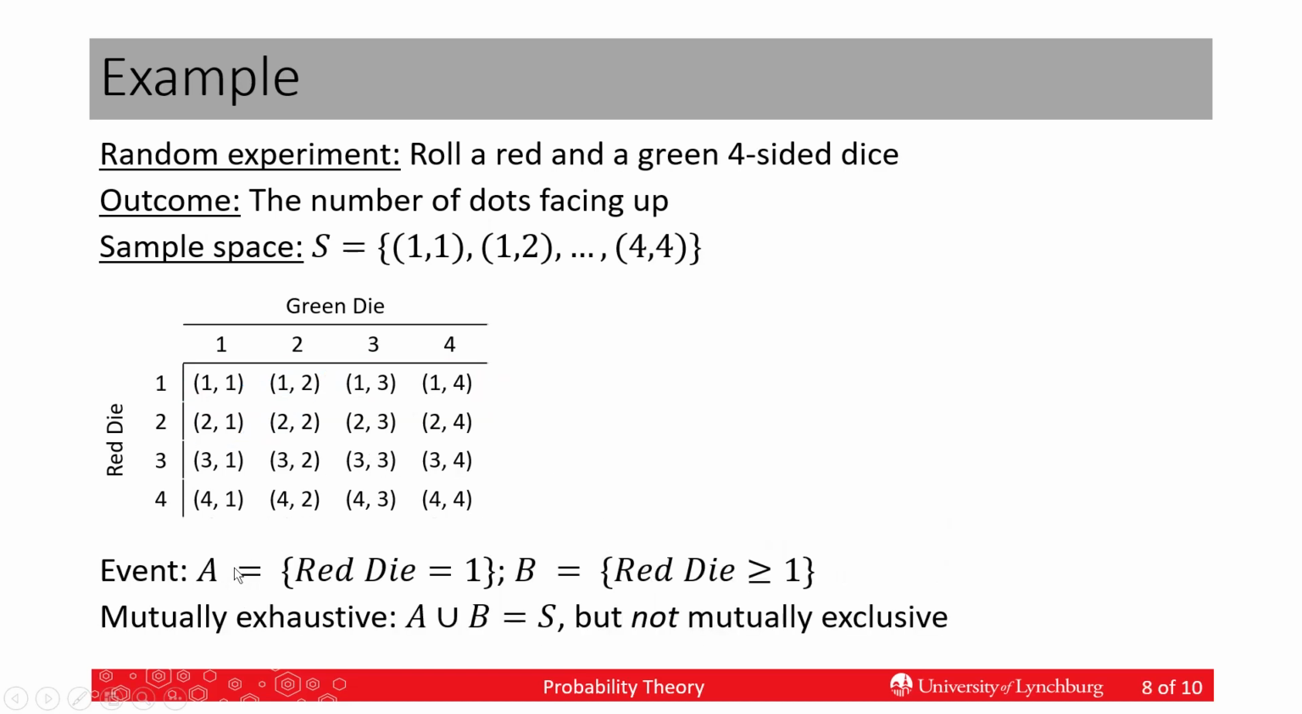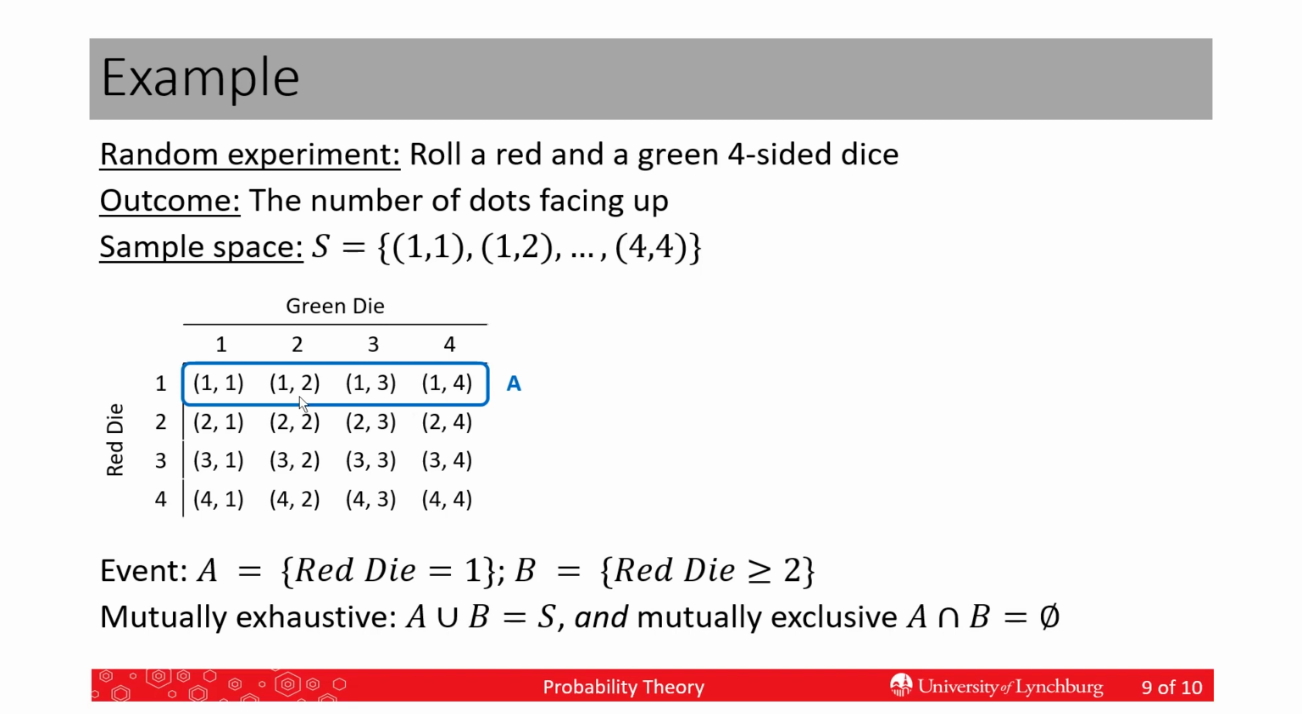Now, let's redefine A, and let's make it the red die is equal to 1. Now B is the red die is greater than or equal to 1, so it includes that. So these are mutually exhaustive because the union of A and B is the whole sample space S, but they're not mutually exclusive because there is an intersection and it's not empty. In fact, A is contained in B. A is a subset of B.